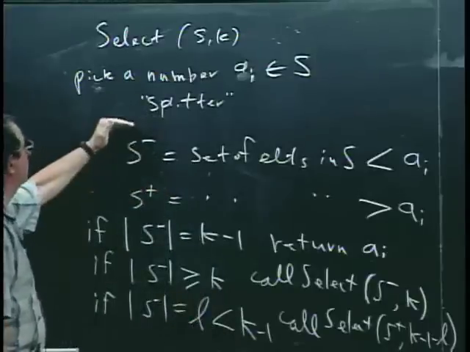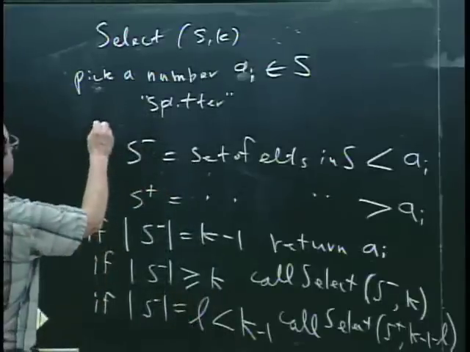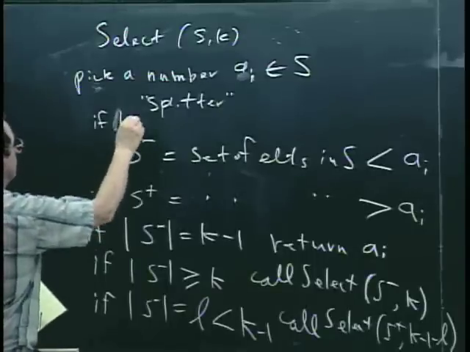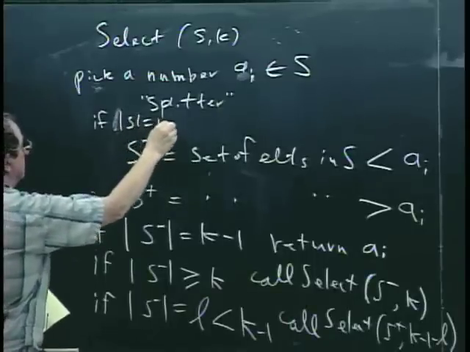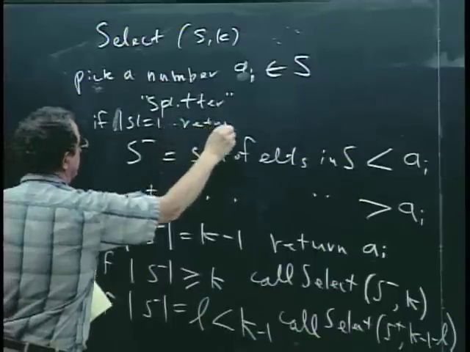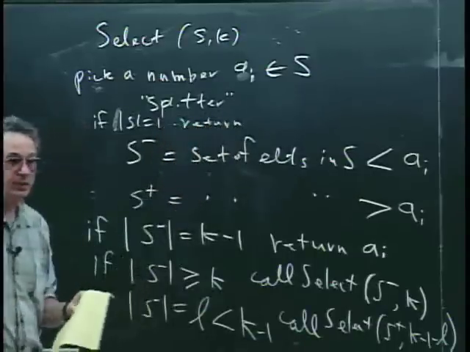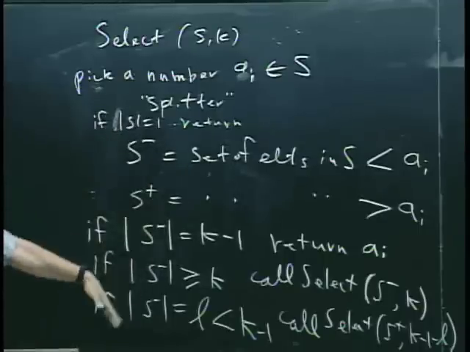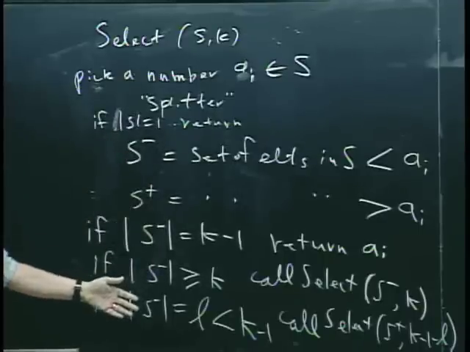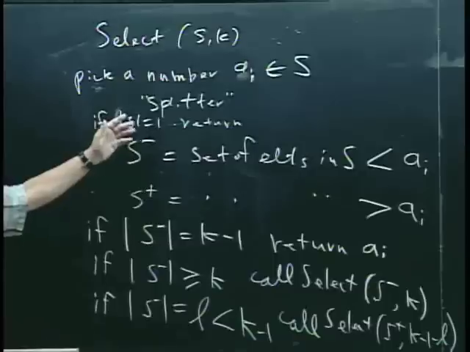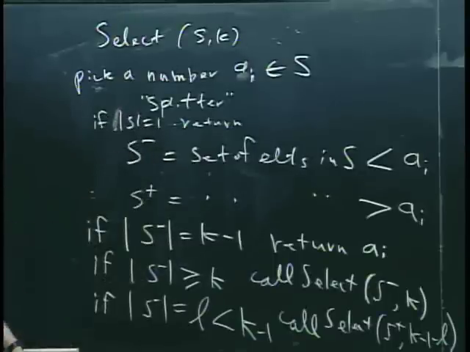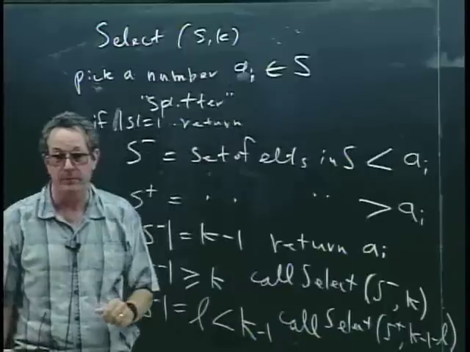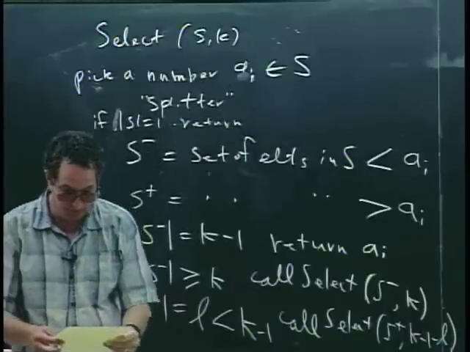I guess we need a base case here. If the size of S is equal to 1, return. But otherwise, we do this. So, does everybody see the recursion? This is a correct algorithm, modulo little programming details. A correct algorithm that should find the kth smallest in the set S. Okay?